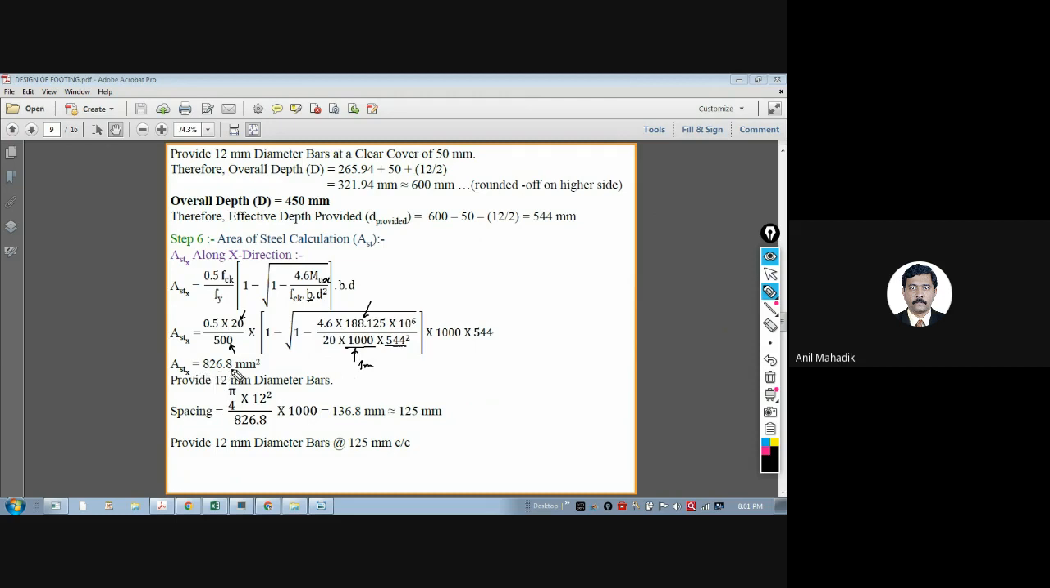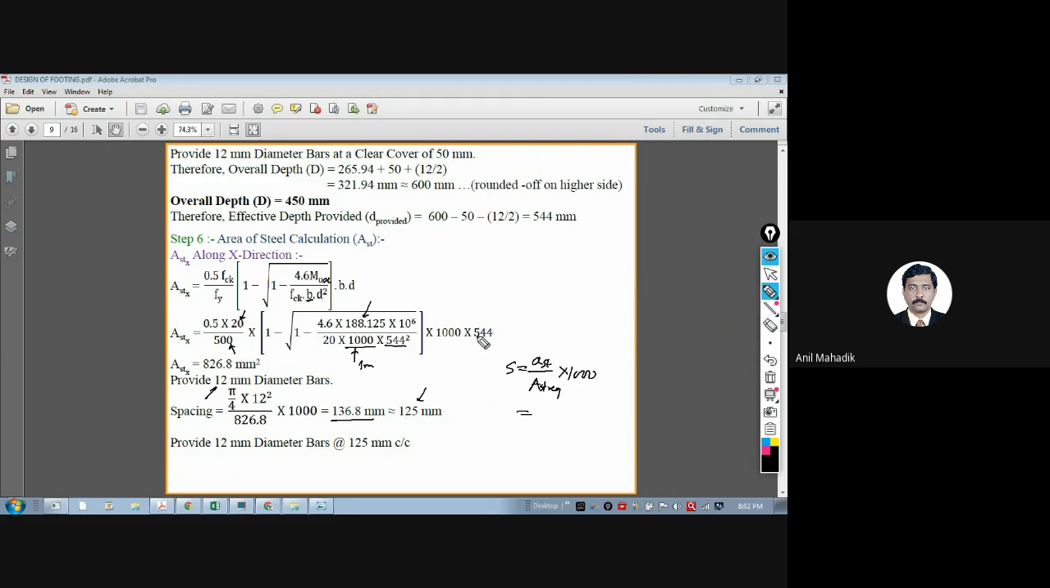So AST x required is 826. Now, if you assume 12 mm diameter, how do we calculate the spacing? I think all of you know this. Spacing is the area of a single bar divided by the total area required, times 1000. This is your spacing, which comes out to be 136. So you can reduce the spacing. Whenever you reduce the spacing, the steel is more. Don't round on the higher side, round on the lower side.